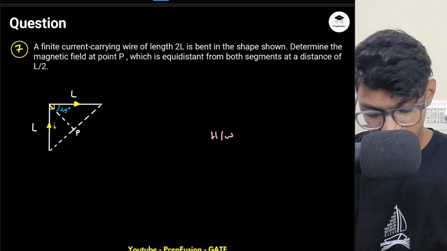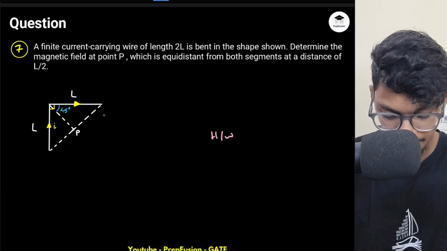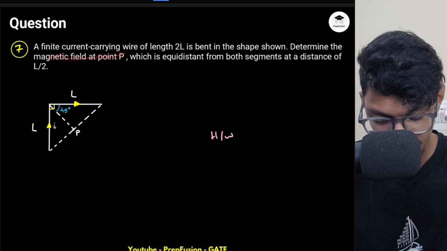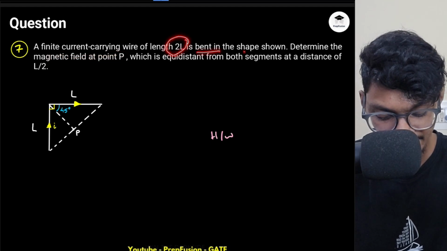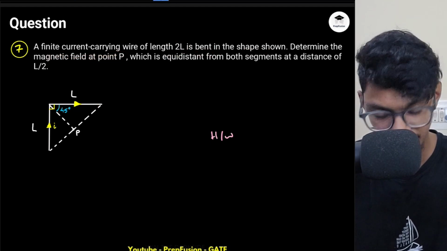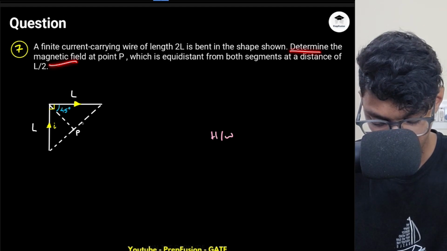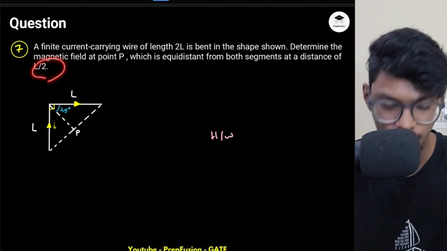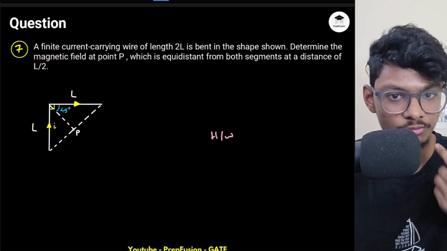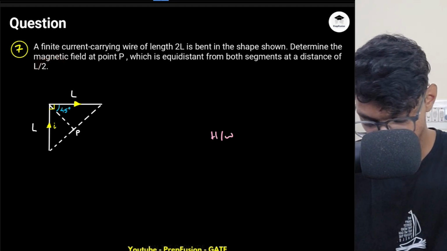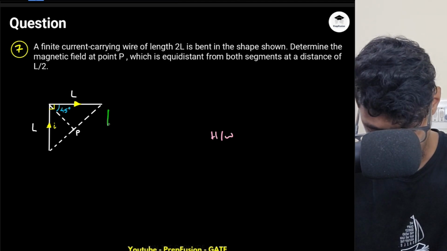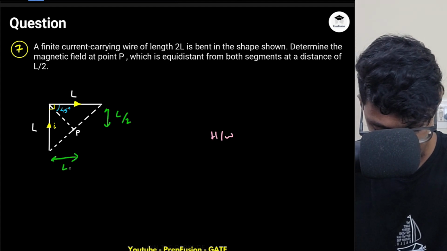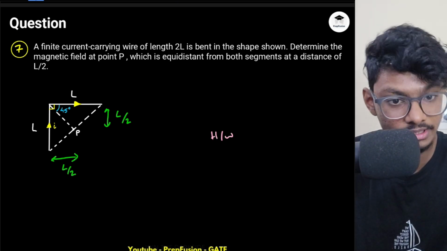So we'll compute this. This is not infinite, this is a finite thing, right? Because they have mentioned a finite current carrying wire of length 2L is bent in the shape shown below. It's just bent like a right angle triangle. Determine the magnetic field at point P, which is equidistant from both segments at a distance L by 2. What does it mean, equidistant from both of the segments? That means vertically the distance is L by 2 from the rod, and horizontally also the distance is L by 2 from the rod. That is the perpendicular distance.